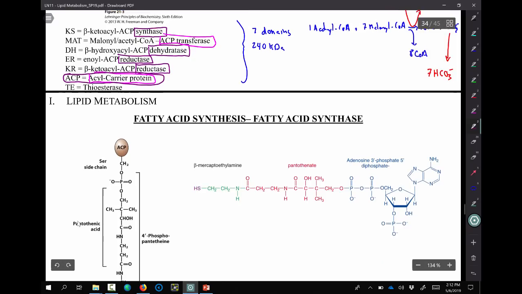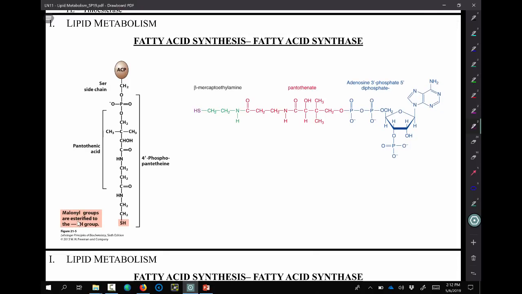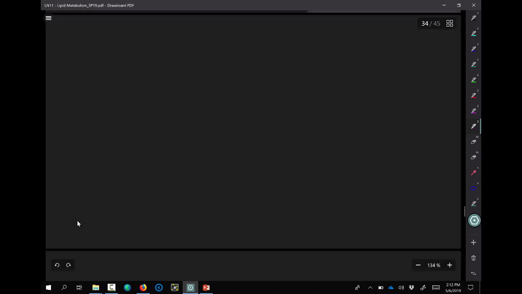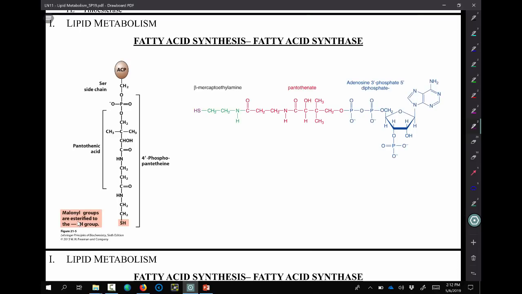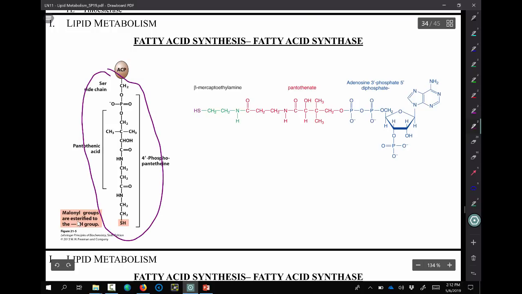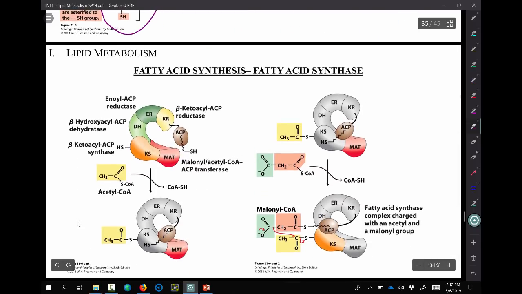Now I'm going to go ahead and skip this slide again because I'm short on time, but this slide essentially shows you what the end of that acyl carrier protein looks like. This right here. Okay. So that's the end of the acyl carrier protein. The rest of the protein, of course, would look like a globular protein. Okay. All right. Now let's go here and look at these steps.